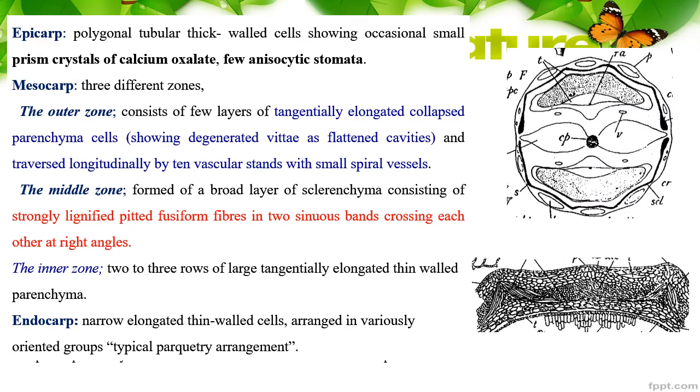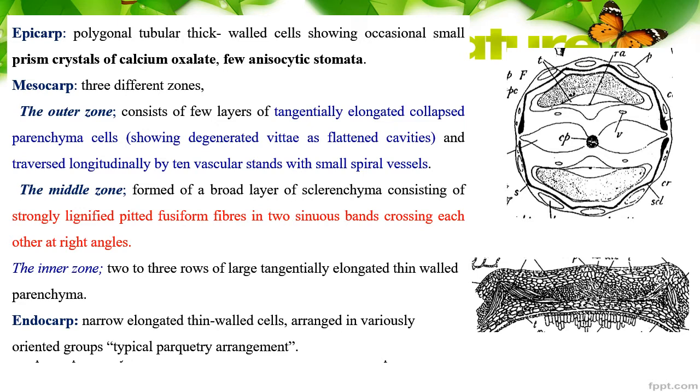Microscopically, coriander is characterized by the epicarp layer, which is the outer fruit layer, formed of polygonal tabular thick-walled cells showing small prisms of calcium oxalate, few in number, and some anisocytic stomata. The mesocarp, or the middle layer of the fruit, is differentiated into 3 zones.